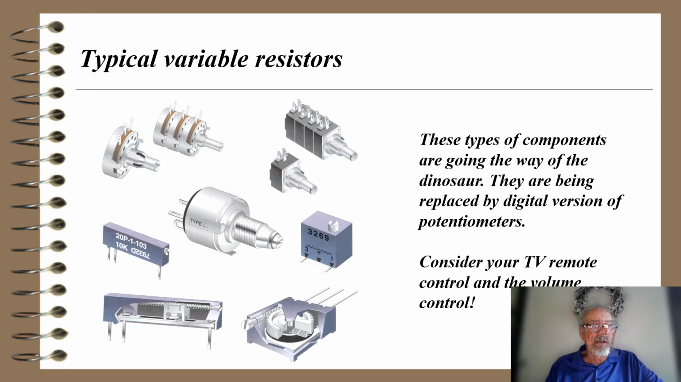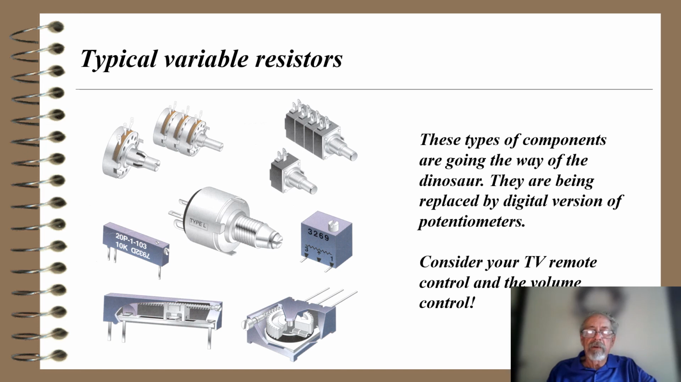Some of these, what they look like, are typical variable resistors, and they are ganged here, a few of them. The top row has, on the far right, the square ones, 4 variable resistors ganged together, so they all turn simultaneously. Then the top picture to the left is a 3-gang, and then a single-gang potentiometer. These types of components are going the way of the dinosaur. They're being replaced by digital versions of potentiometers.